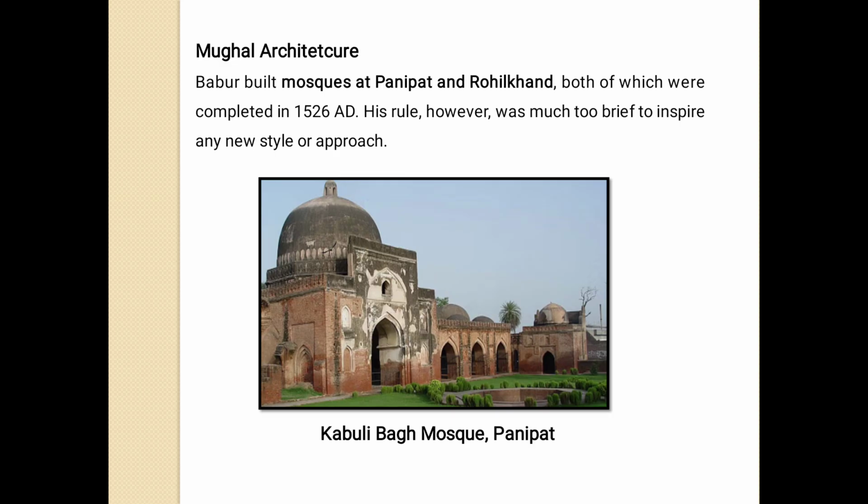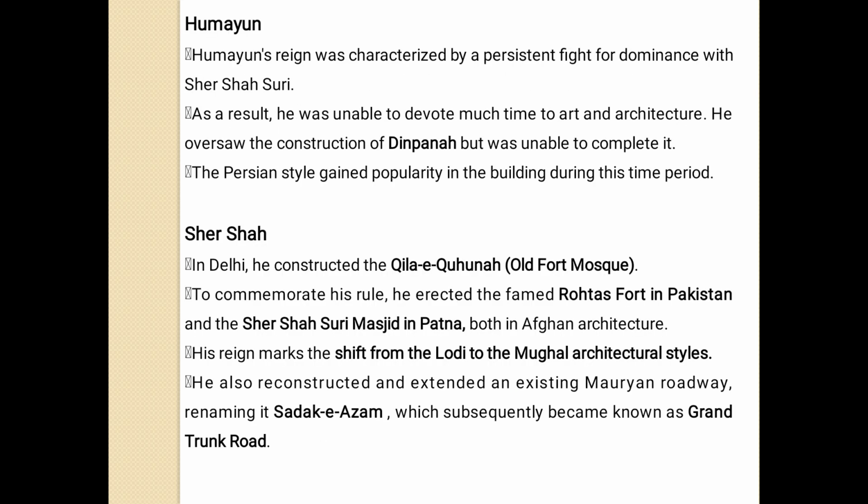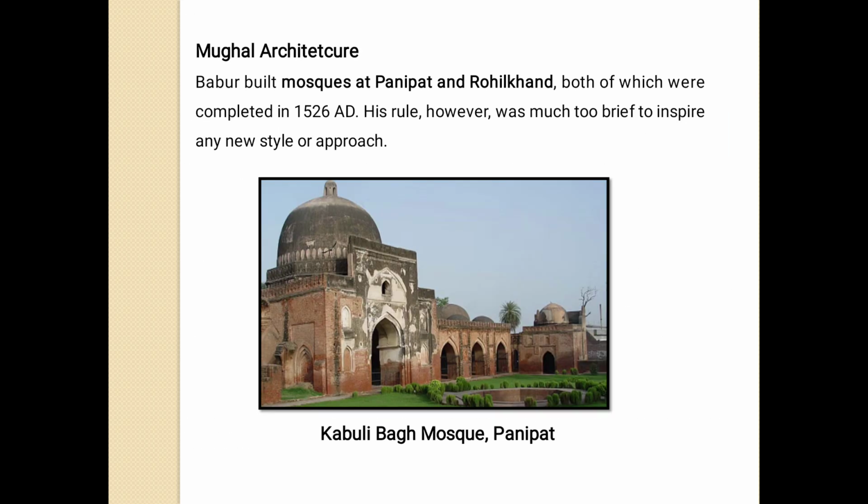Mughal architecture. Babur built mosques at Panipat and Rohilkhand, both of which were completed in 1526. His rule, however, was much too brief to inspire any new style. Babur built few buildings as he did not find Indian architecture appealing. He had in mind to invite people from Constantinople, but his intention was not executed. Among the buildings constructed by Babur, two were executed. One was the mosque in the Kabuli Bagh at Panipat, and the other was another example.